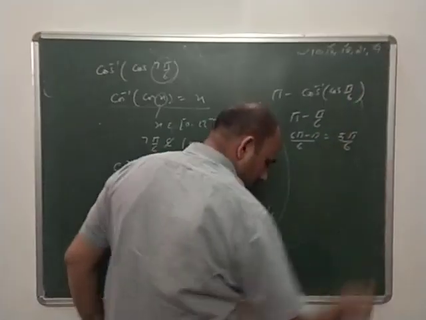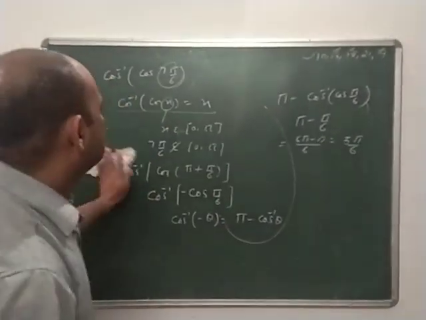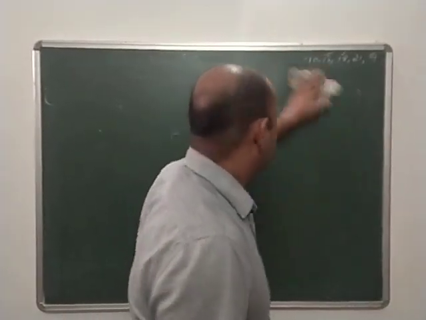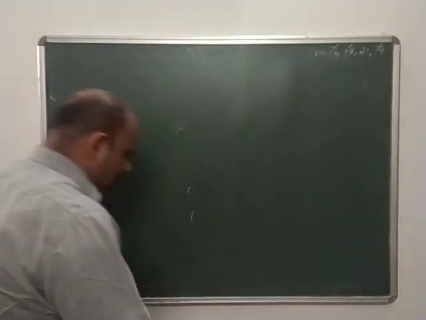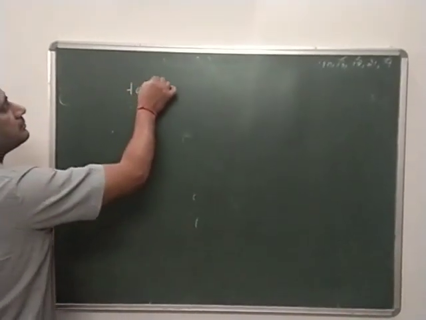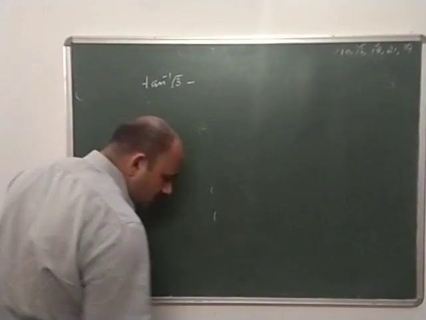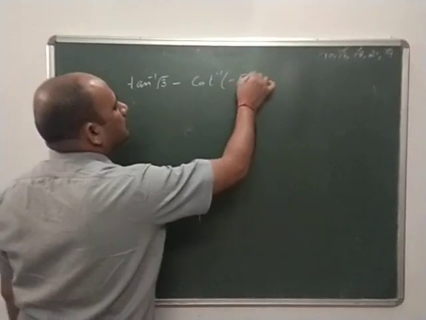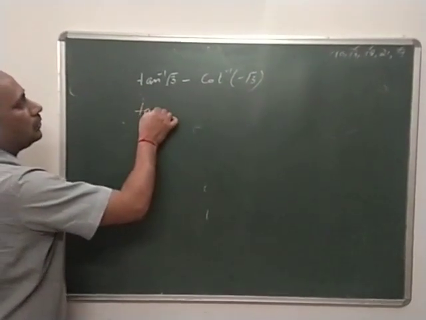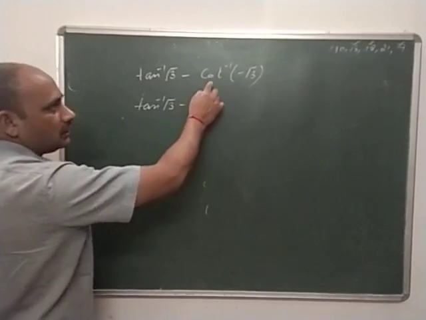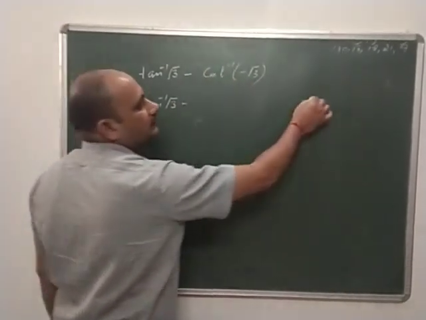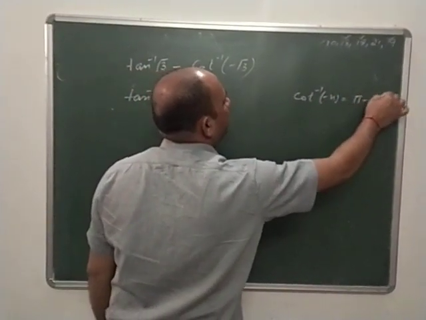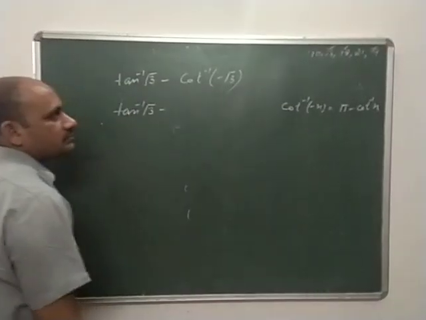After 19, question number 21: tan inverse root 3 minus cot inverse of minus root 3. So you know, cot inverse of minus x is written as pi minus cot inverse x.